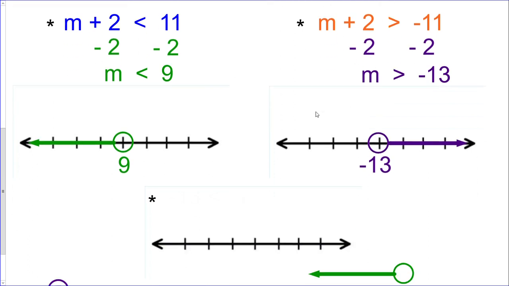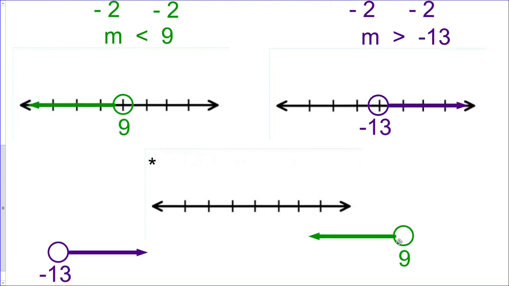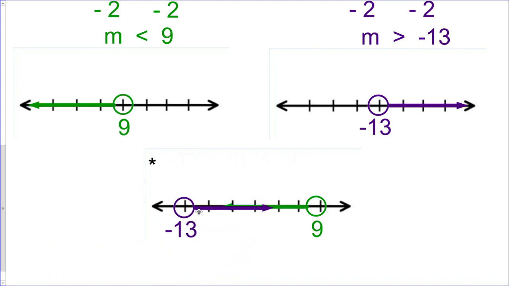This is an AND, so this is the overlapping of these two. So we're going to put on the graph of m is less than 9, and we'll put on the graph of m is greater than negative 13, and the overlapping of this is our solution. So our solution is an open circle at negative 13 and an open circle at 9 and shaded in between. That means any number in between these two will make both of these inequalities true.